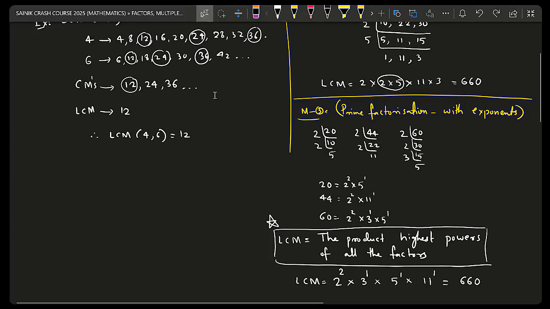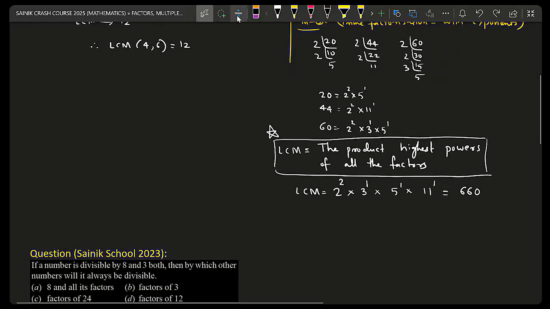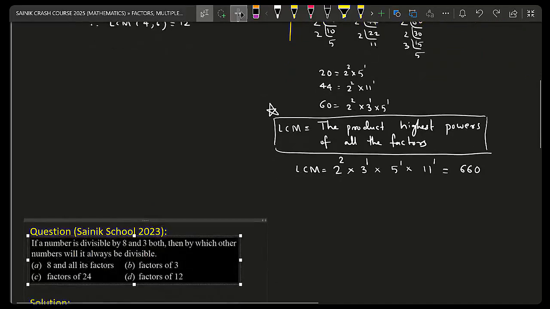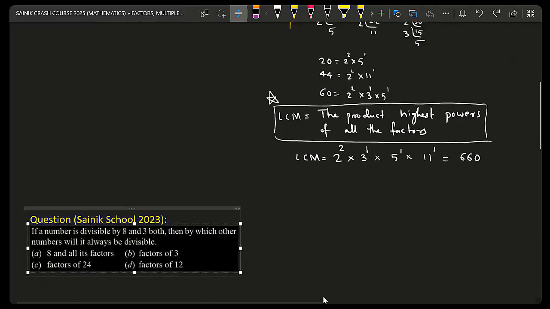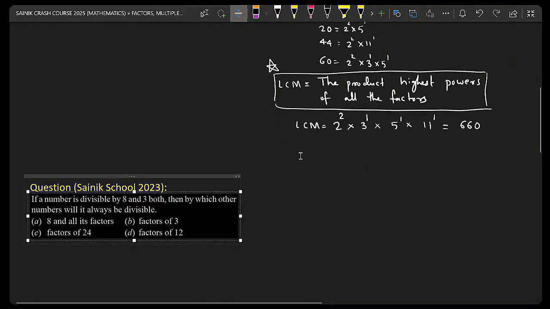Okay, let's see some question. All of you try to solve this question now. So this question came in 2023, 2 years back. If a number is divisible by 8 and 3 both, then by which other numbers will it be always divisible?